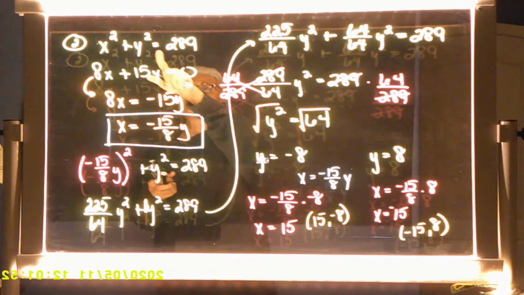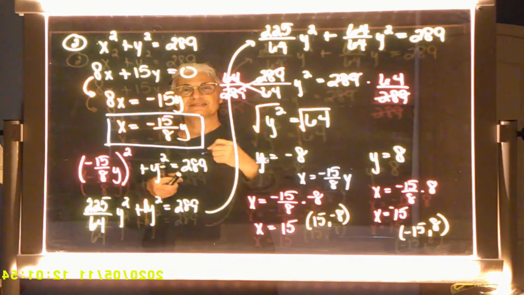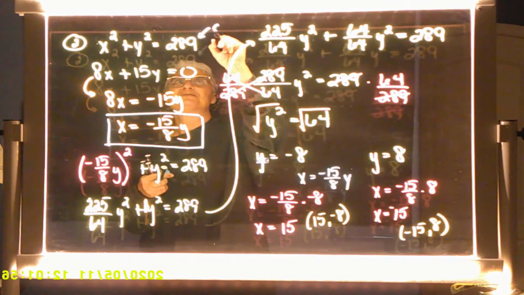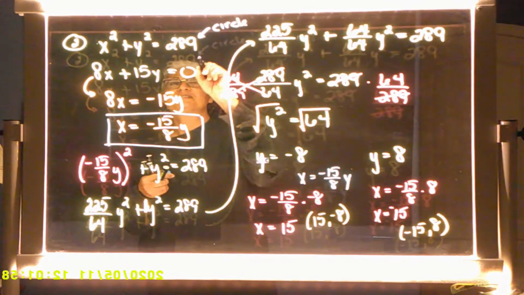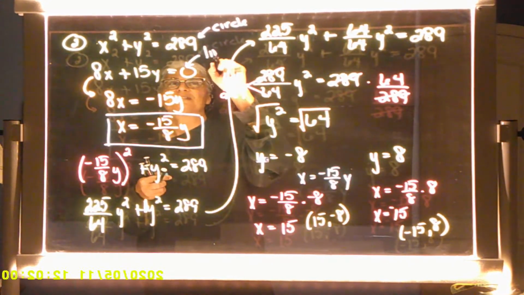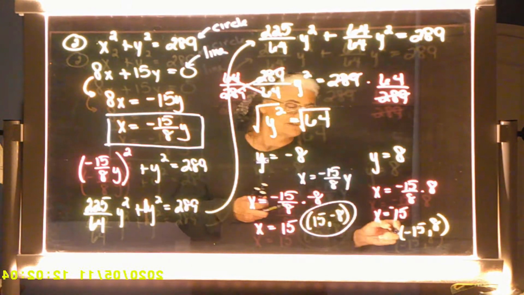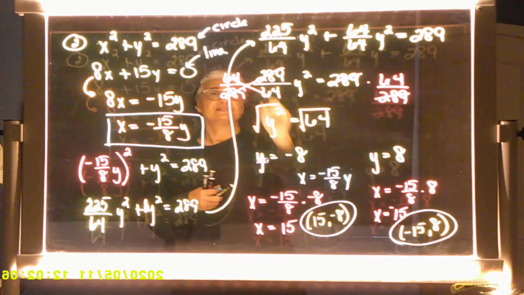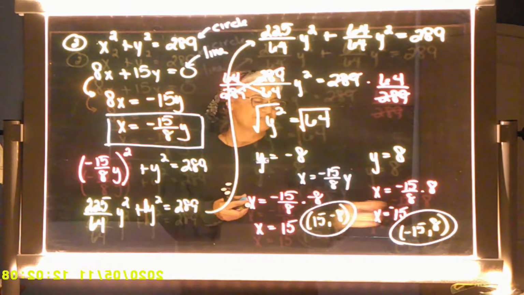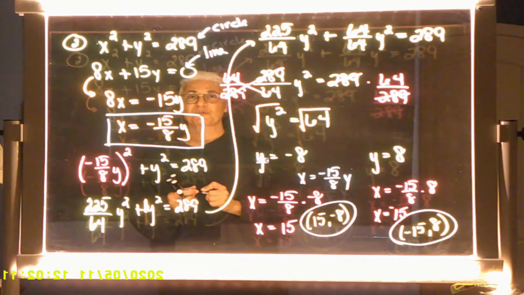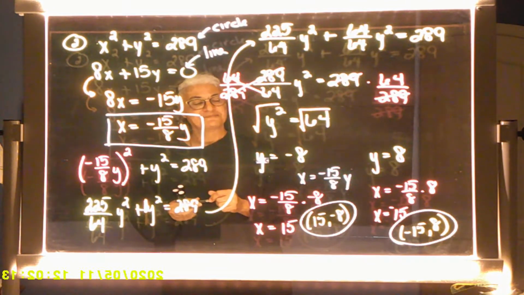Okay. Now, let's see if it jives. This first equation, do you remember what that is? Yeah, that one's a circle. What's this one? Yeah, that one's a line. These two answers tell me that my line will intersect the circle in these 2 points. Cool? Okay, hang in there.